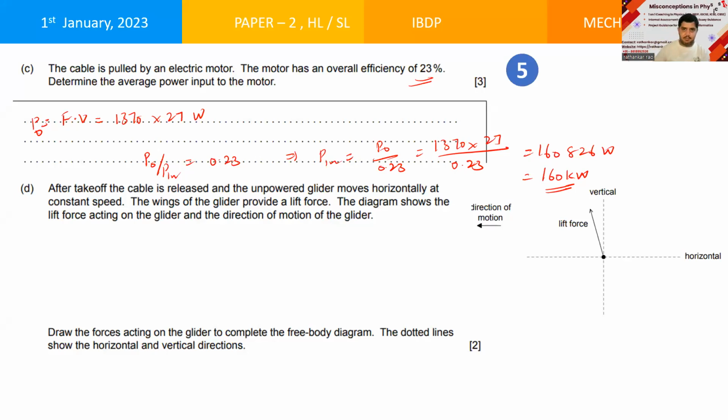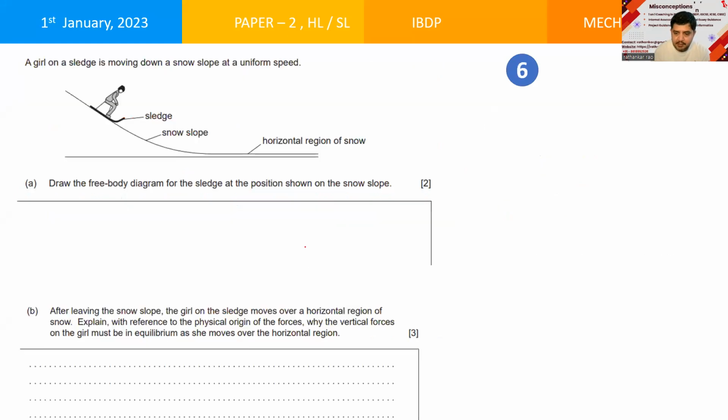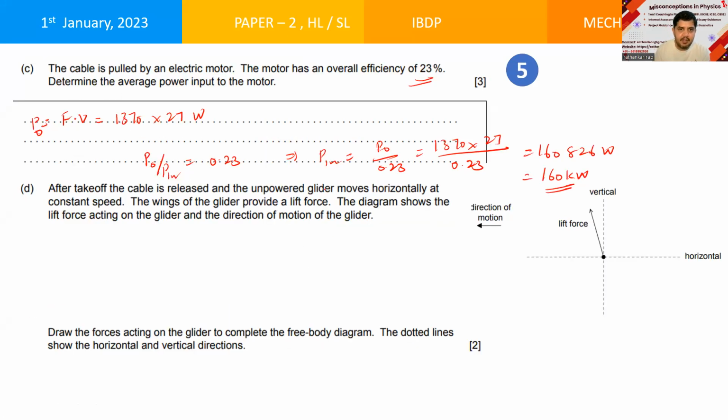Okay. Back. After takeoff, the cable is released and the unpowered glider moves horizontally at constant speed. The wings of the glider provide a lift force. The diagram shows a lift force acting on the glider and the direction of the motion of the glider. Draw the forces acting on the glider to complete the free body diagram.